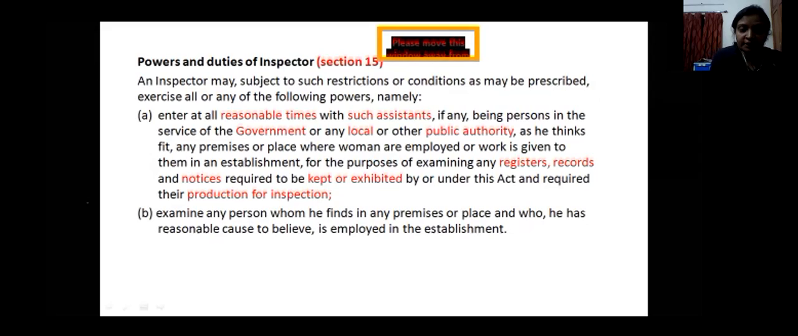And another one is, examine any person whom he finds in any premises or place and whom he has reasonable cause to believe is employed in the establishment. He can examine any person. जो भी person इंस्पेक्टर को लगता है कि ये इस ऑर्गेनाइजेशन से जुड़ा है, उसको वो एग्जामिन कर सकता है. ठीक है.